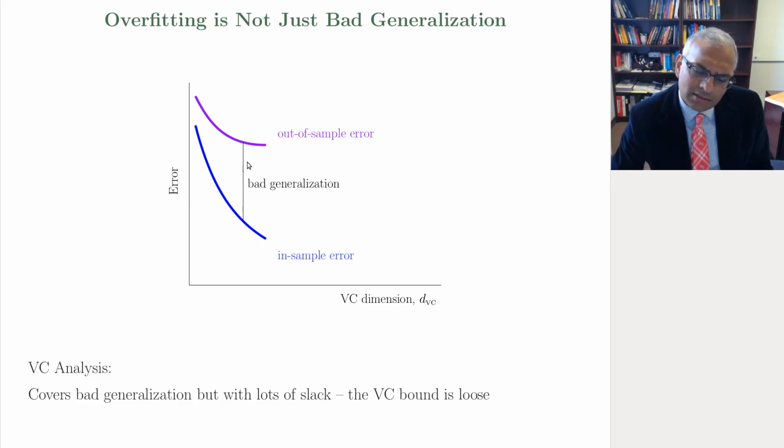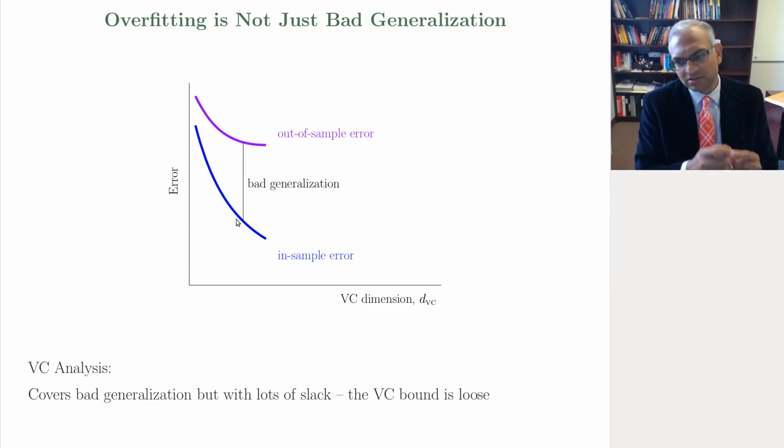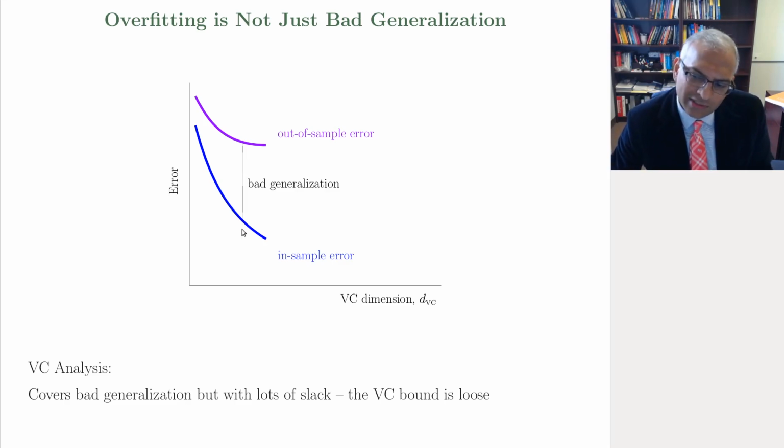Why is this gap, why is this bound increasing? We are now very familiar with it because the error bar depends on the VC dimension and increases as you increase the VC dimension. But that's just bad generalization. And why do I say that that's just bad generalization? It's because, what's happening here?